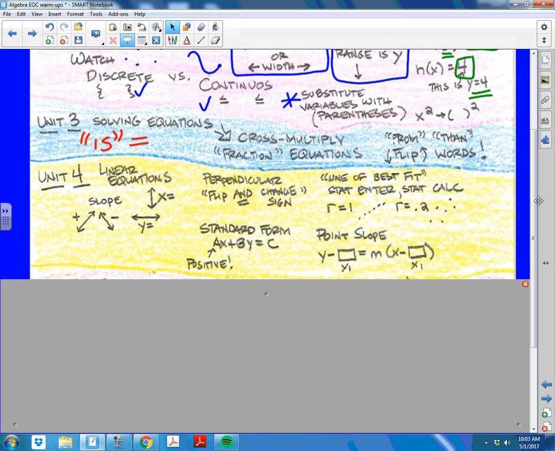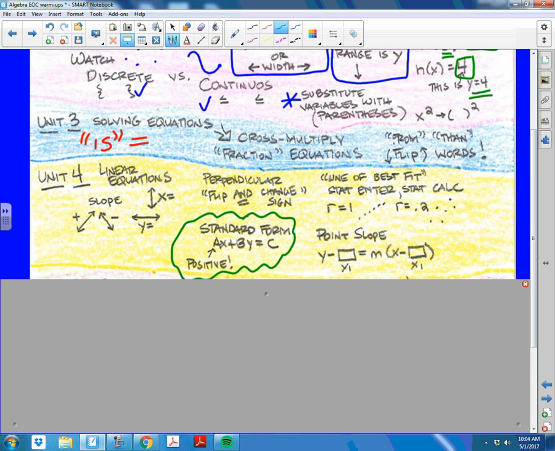Flip it and change the sign. Remember the rules for standard form? It's ax plus by equals c, and the a must be positive. That's one that kids just generally forget. The a value has to be positive. There also cannot be fractions or decimals.